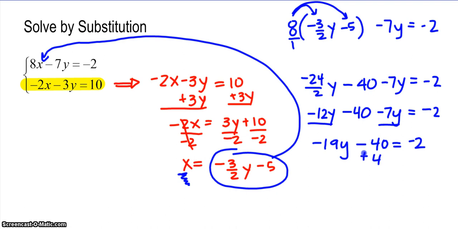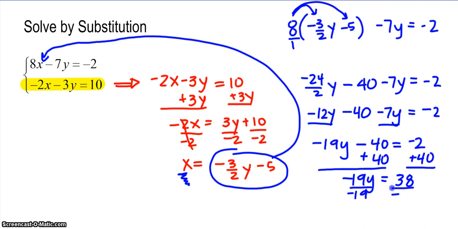I will add 40 to both sides, which leaves me with negative 19y equals 38. I'm not sure if I said negative 19y there or just negative 9y. I meant negative 19y. Divide both sides by negative 19, and we have y equals negative 2. So the first part of the solution is still unknown, but the second part of the solution, which is our y value, is negative 2.